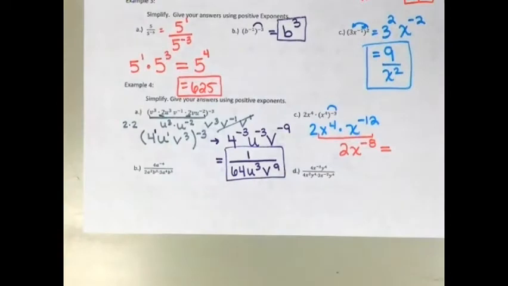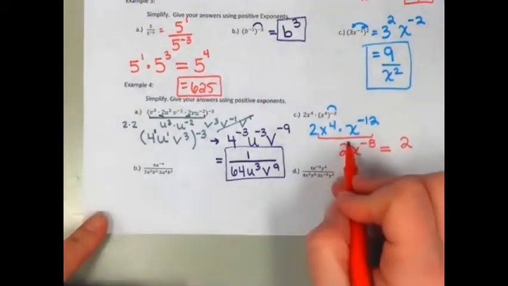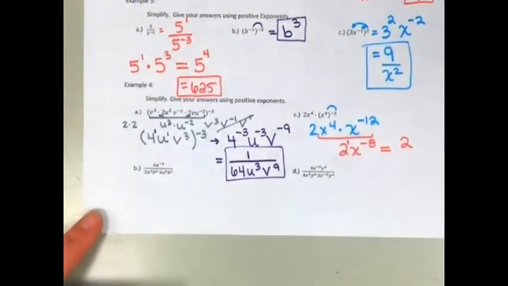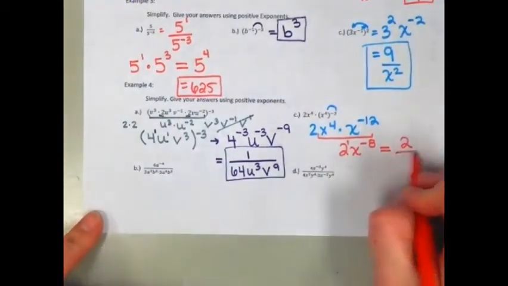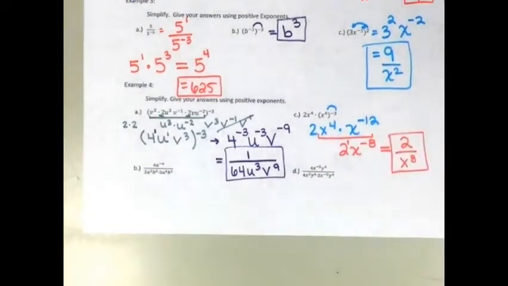Now, here's the most common thing people do. Is that 2 going to stay or move? It is going to stay. Why? It's not a negative exponent. Its exponent is 1, right? But x to the -8 is going to move to the bottom. So we get 2 over x to the 8.